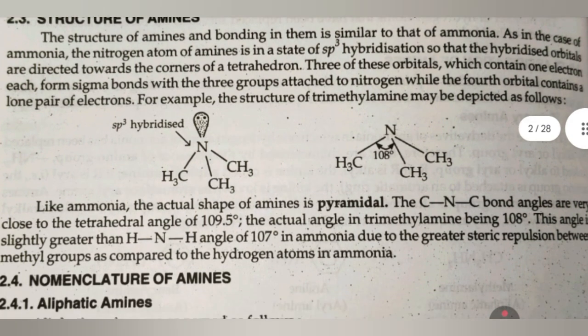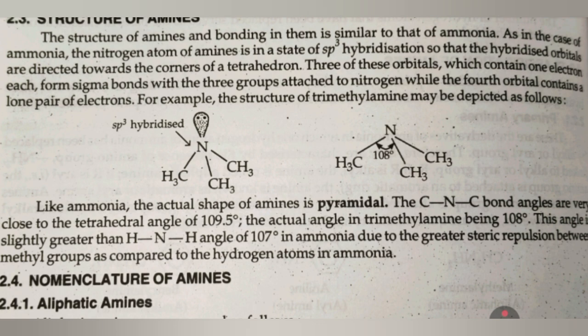Structure of amines. The structure of amines and bonding in them is similar to that of ammonia. As in the case of ammonia, the nitrogen atom of an amine is in the state of sp3 hybridization so that the hybridized orbitals are directed towards the corners of a tetrahedron. Three of these orbitals, which contain one electron each, form sigma bonds with the three groups attached to the nitrogen, while the fourth orbital contains a lone pair of electrons.